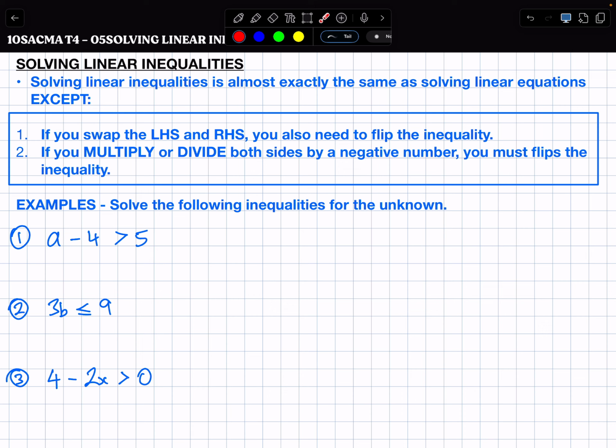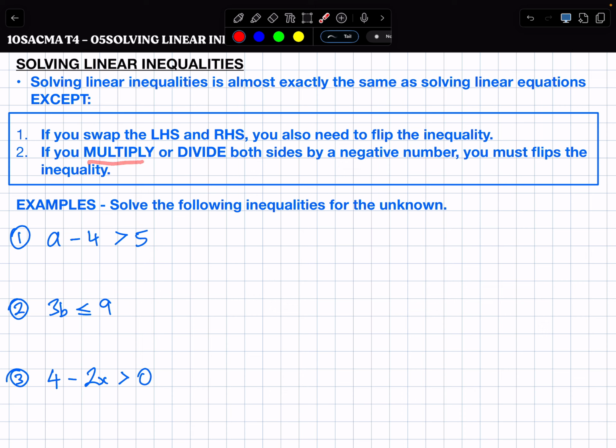The only other thing that you need to do, if you multiply or you divide both sides by a negative number, you need to flip the inequality sign. So you need to change the direction of it. So let's demonstrate that. A take 4.